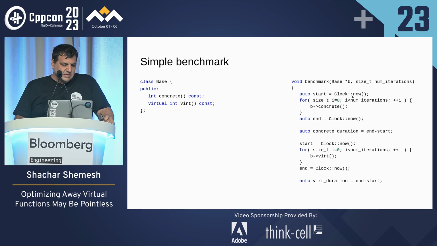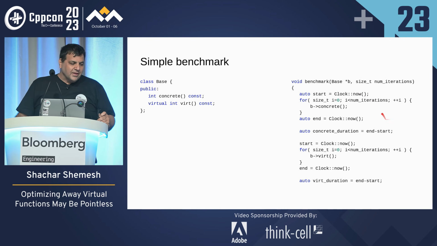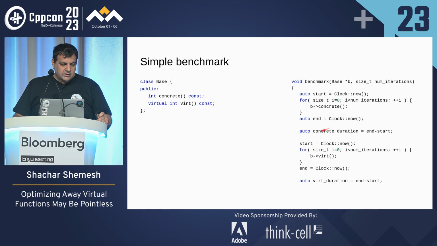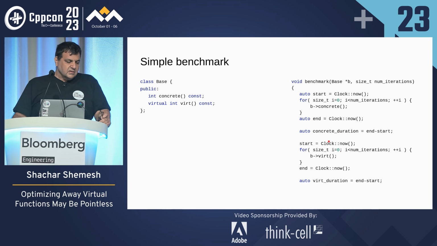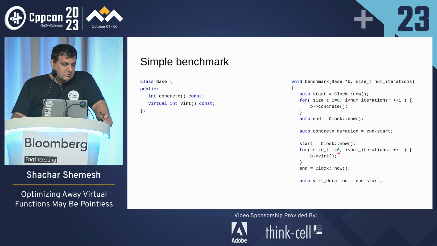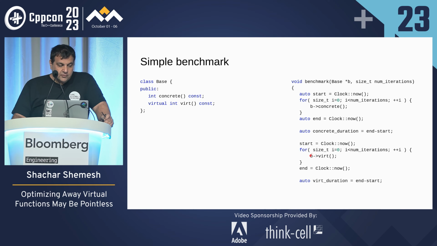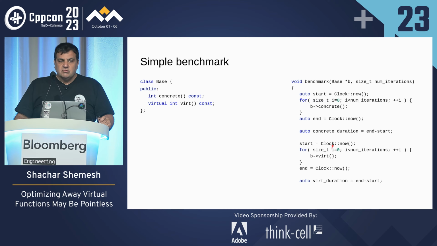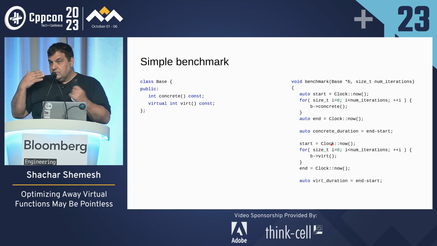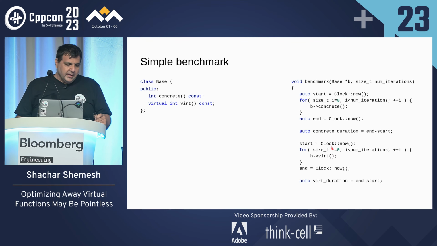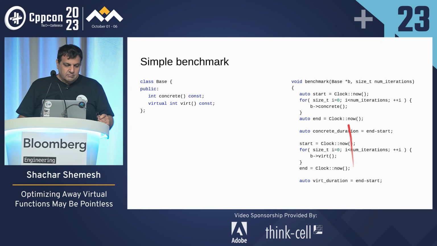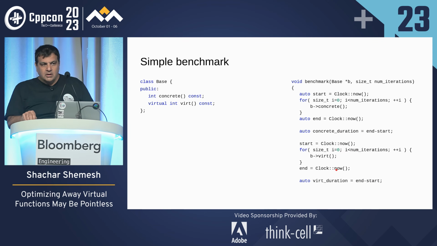And it starts the clock, tests a certain number of iterations by calling the concrete version, this one. And then it stops the clock and it saves the duration. And then it starts the clock again, spends the same number of iterations calling the virtual function, which has just one implementation, but it doesn't know that, and stops the clock, and then we compare how long each took.